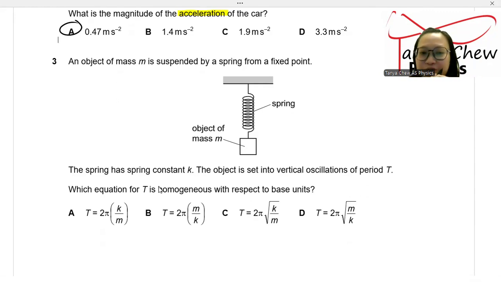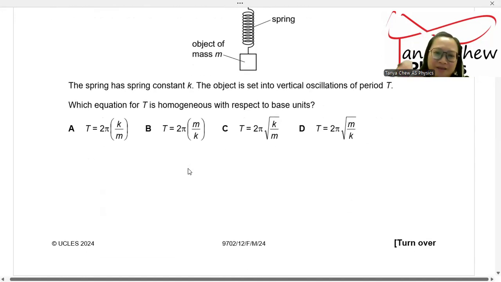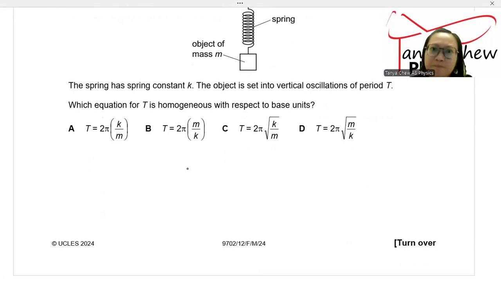Now, you have to remember, what does it mean by homogeneous equation? A homogeneous equation means that the left-hand side base units must be equal to the right-hand side base units. That equation is called a homogeneous equation. So we have to look at the equations one by one. This is period. Period means time. The standard international unit, or the base unit, of period is second.